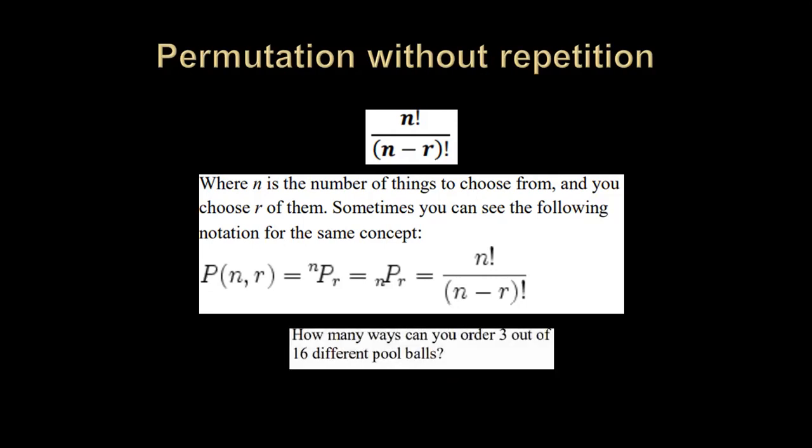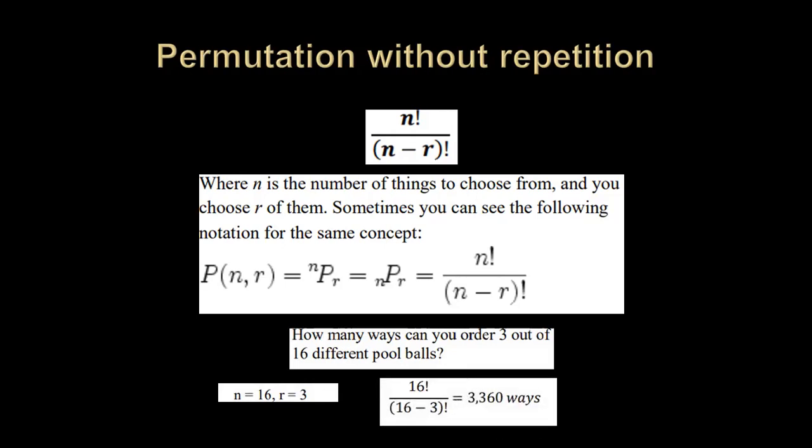How many ways can you order 3 out of 16 different pool balls? We are given n is equal to 16 and r is equal to 3. If we substitute the values in the formula, this gives us 16 factorial all over the quantity 16 minus 3 factorial. Further simplifying it, this gives us a final answer of 3,360 ways.